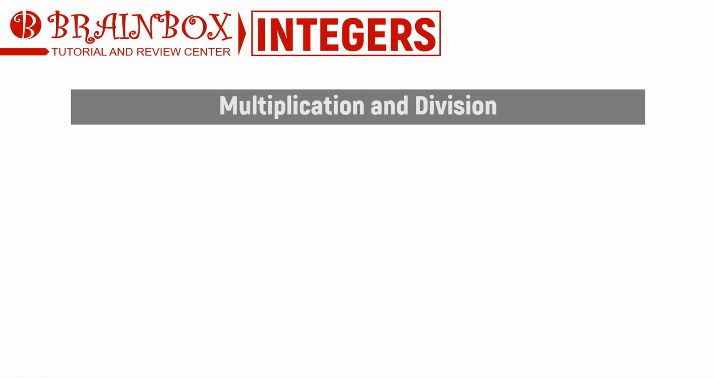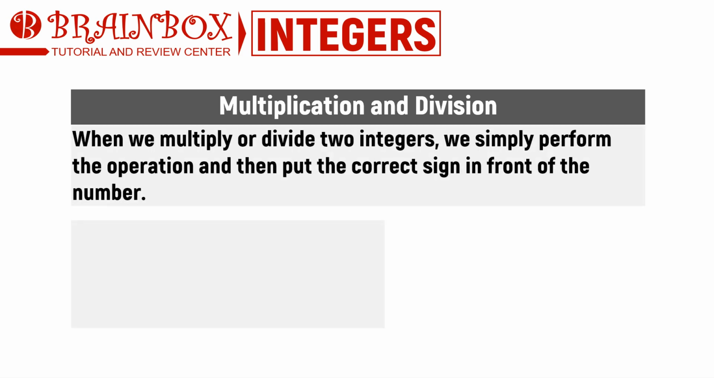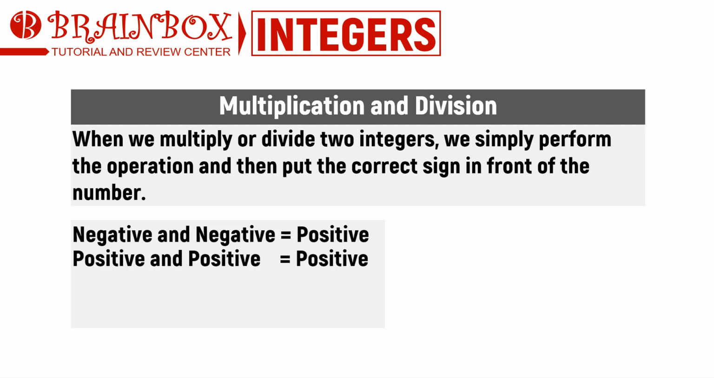Let's start with multiplication and division of integers, since the process is more familiar with regards to multiplication of whole numbers. When we multiply or divide two integers, we simply perform the operation and then put the correct sign in front of the number. The question now is, how do we determine the correct sign for the operation? An easy rule of thumb is to check the signs of the two numbers. If they are alike, the result will be positive. If the signs differ, the result will be negative.